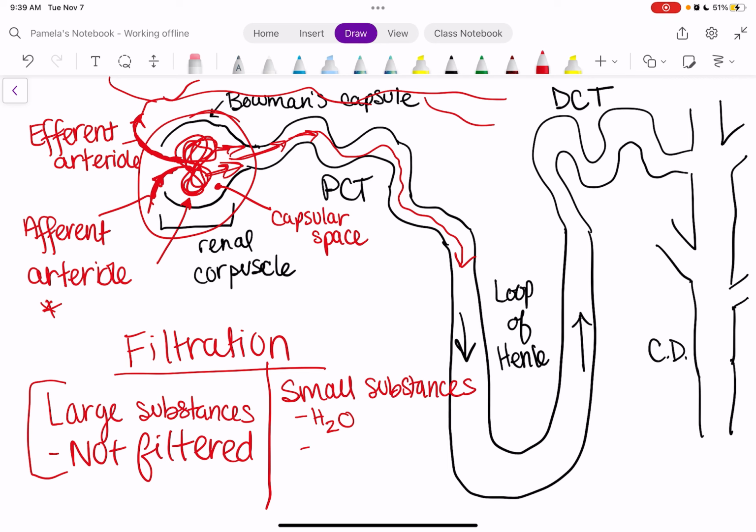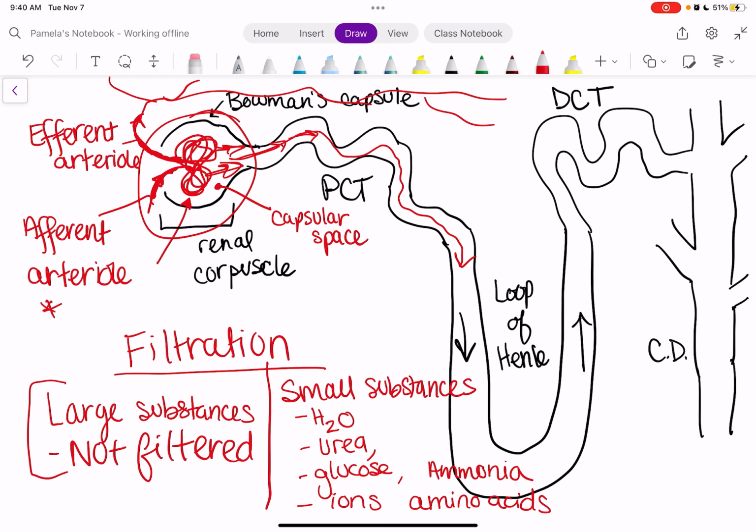See if you can think of some as we go here too. What else is small in our blood plasma? Can you think of any? Let's say water. Urea is a waste. Let's see, glucose. Any ions. Amino acids are pretty small. Ammonia, that's a waste in our blood. Okay. So ions like sodium, calcium, chloride, potassium, those would all be filtered.